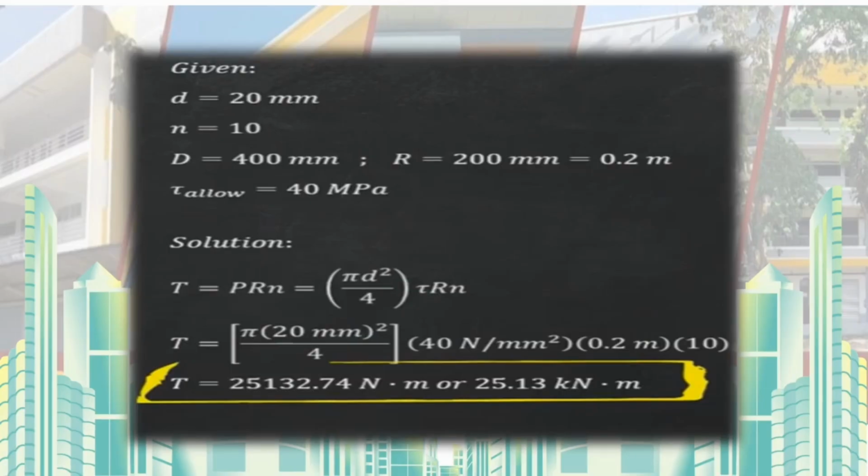or equivalent to 314.16 square millimeter. Multiplying this area by the allowable shear stress gives the shear force per bolt. 40 times 314.16 equals 12,566.4 newton. To find total torque, we multiply this force by the bolt circle radius in meters and the number of bolts.